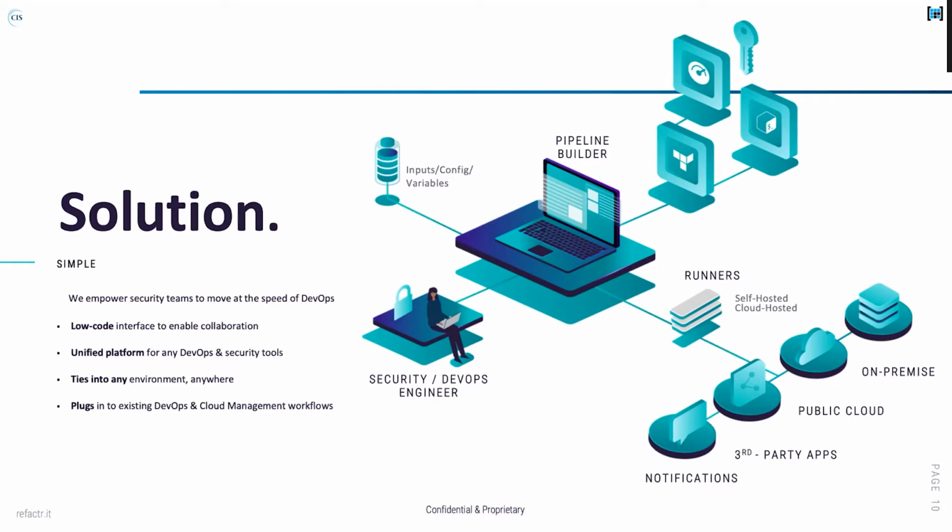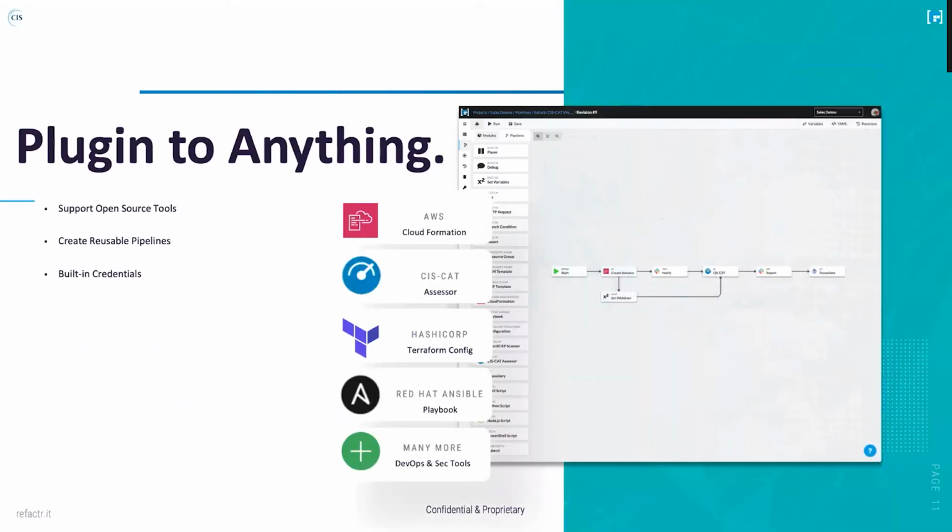It's really about the flexibility of being able to do what you need to do when it comes to creating an automation and tying into other systems. So some of the tools we support, and we'll go over today in the demo: CloudFormation, and CISCAT Assessor, which we have built in as a first-class module, and we'll show you how that works in the platform and ties into other content. And then other tools like HashiCorp and Red Hat and so on.